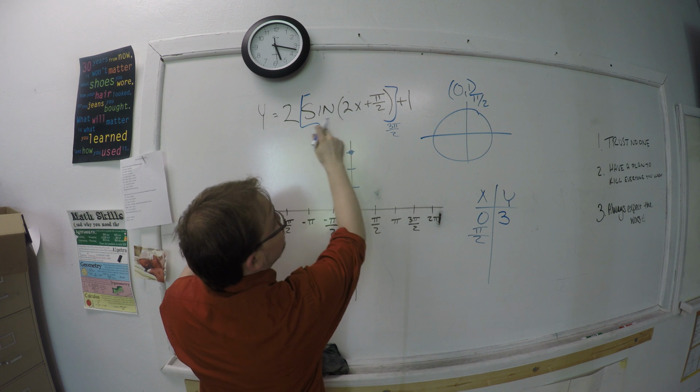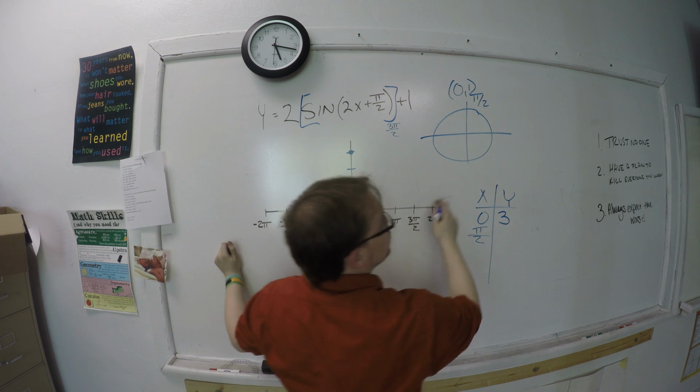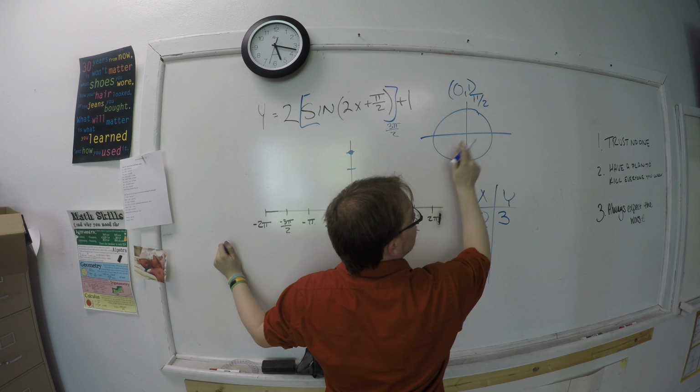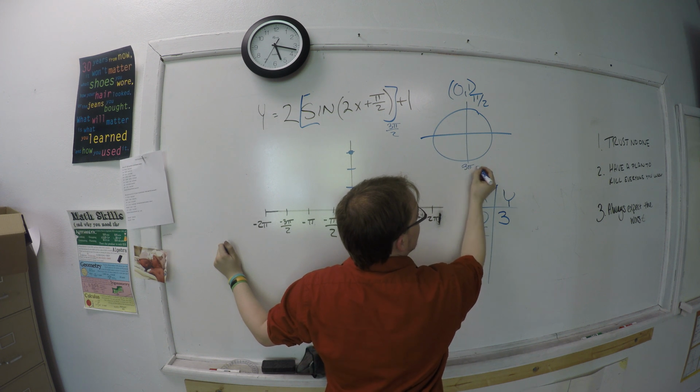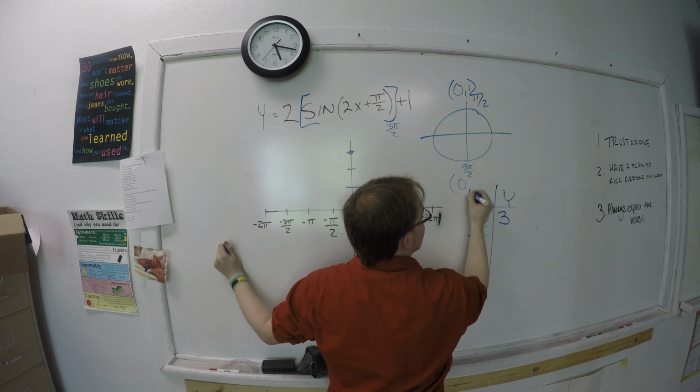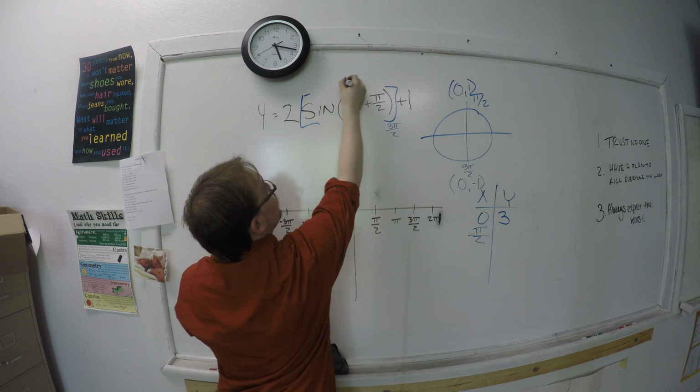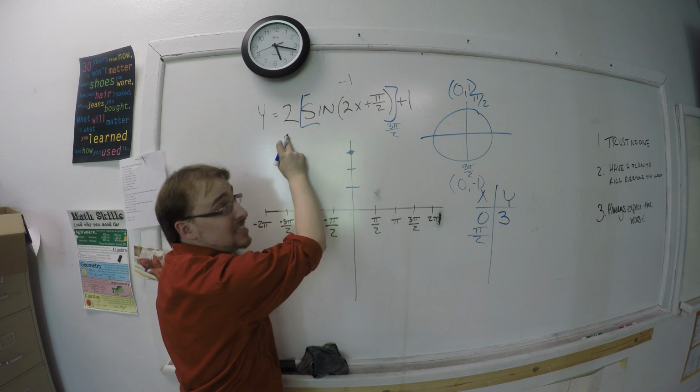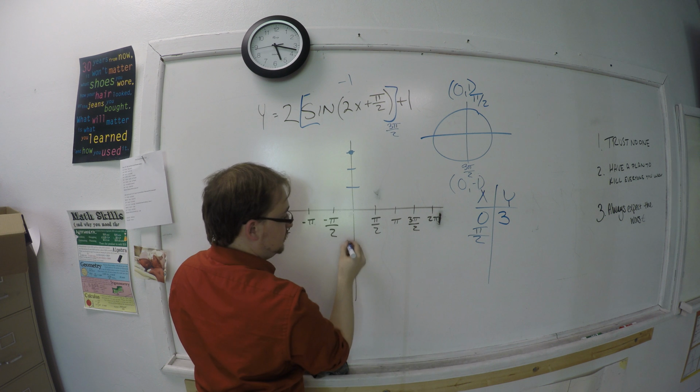So this is sine of 3 pi over 2. What's sine of 3 pi over 2? 1 pi over 2, 2 pi over 2, 3 pi over 2. It's this guy. 0, negative 1, it's negative 1. So this whole thing is negative 1. Times 2 is negative 2. Plus 1 is negative 1.